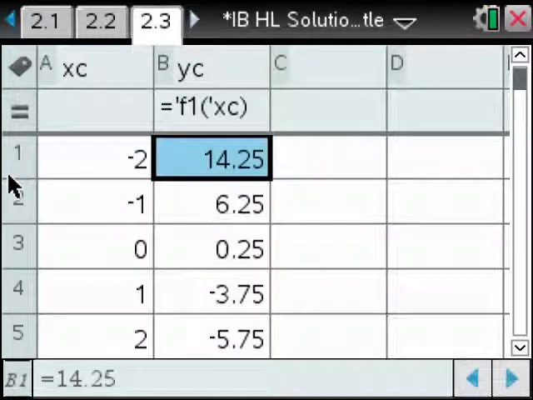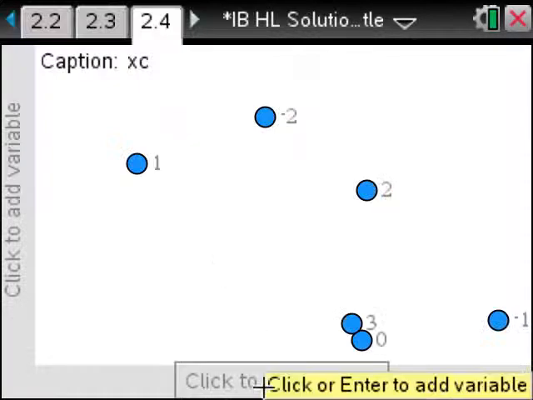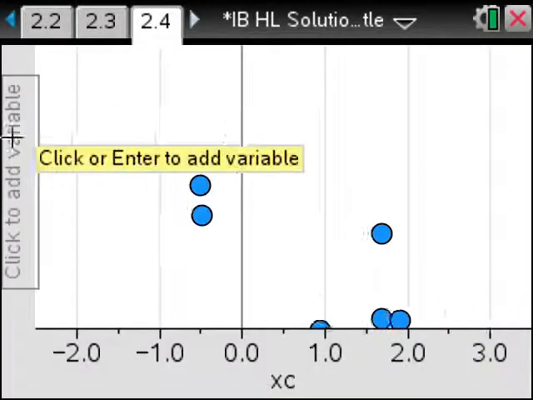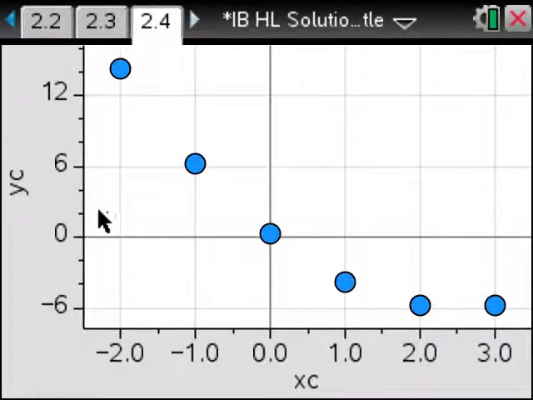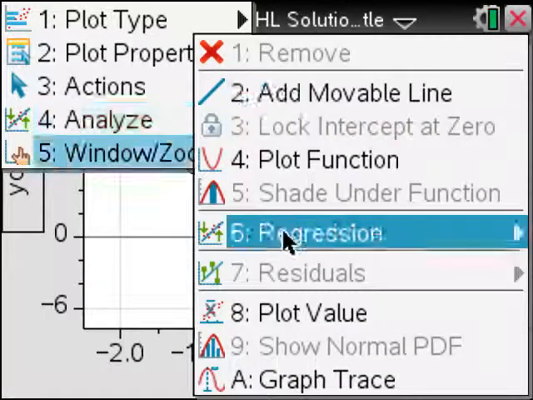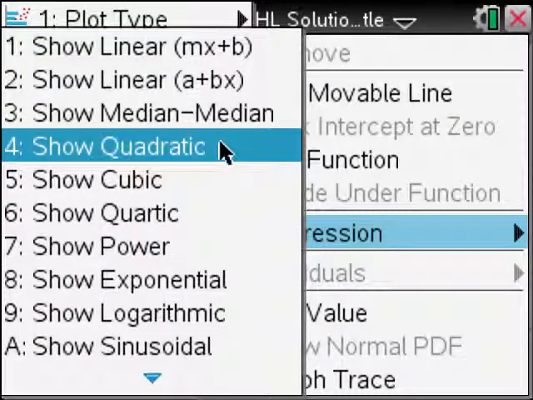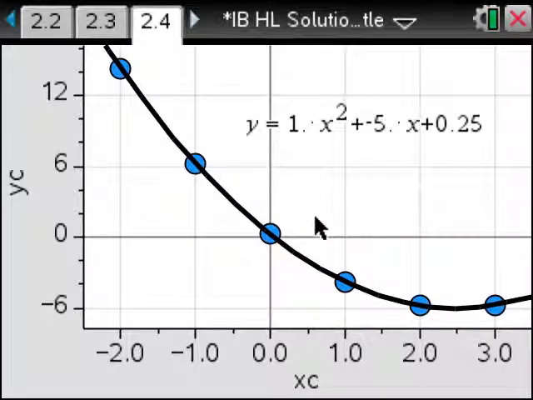like so. And then I can go to a data and statistics page and plot my x coordinates against my y coordinates, and I get the shape of the curve that I'm looking for, and I'm going to see if I can fit a quadratic to that. So I'll do menu, analyze, regression, and show a quadratic, and lo and behold it gives me the equation of the quadratic to be 1x squared minus 5x plus 1/4. And we're done.